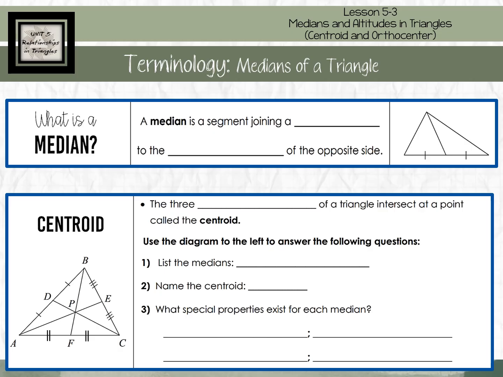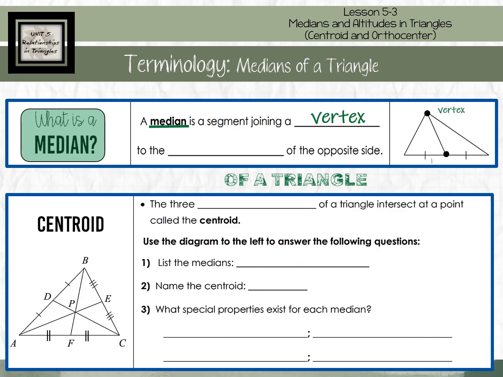Terminology, medians of a triangle. What is a median of a triangle? That's important that it's of a triangle. Medians are also used in statistics as the middle number when the data is arranged in order. A median is a segment joining a vertex to the midpoint of the opposite side.